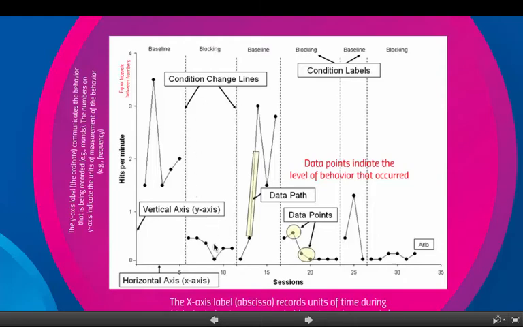Well, I see this big deceleration. And I can see, as a result of this condition change line, just exactly when that intervention went in place, and then I get this nice deceleration in the self-injurious behavior. And then your BCBA supervisor drops another condition change line down, returns back to baseline, and sure enough, the behavior begins accelerating again. They put blocking back in place and then it decelerates again.